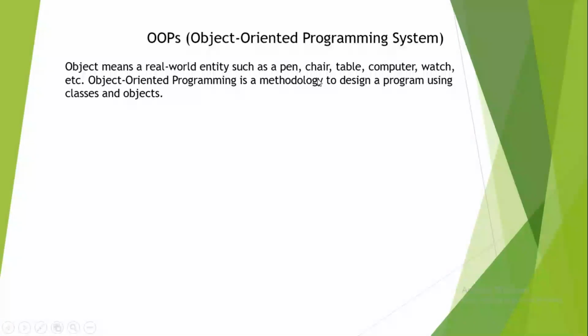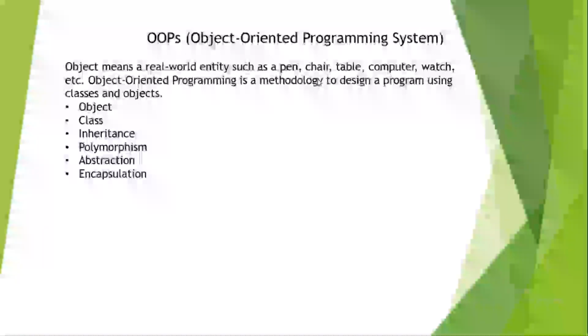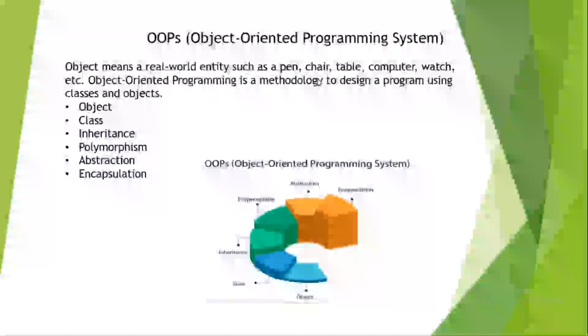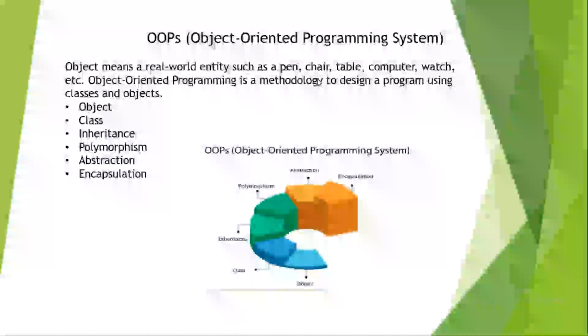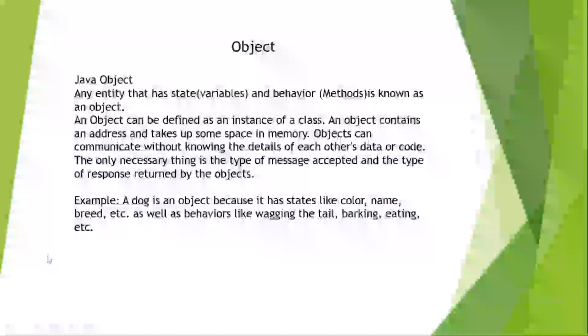So here we will discuss what the concepts in OOPs are. There are different concepts which we need to discuss: object, class, inheritance, polymorphism, abstraction, and encapsulation. All these are object-oriented programming concepts. I have given the same thing in the diagram as well. Now we will see all the concepts one by one. The first concept is object.